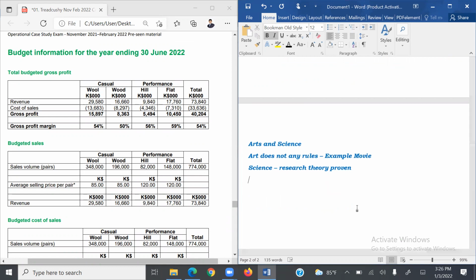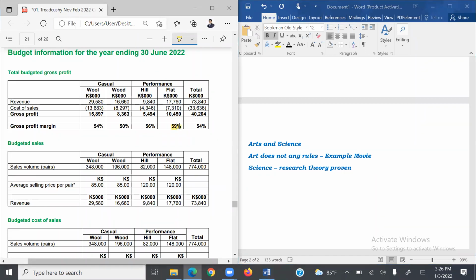So the first thing is, students, if you see the gross profit they have given: 54, 56, 59, and 54. Now a basic accountant will say, okay, 59 gives you the highest gross profit margin. So let's consider 59 and move forward. Are you getting that application there, students? If so, can I quickly get a Y in the chat box?